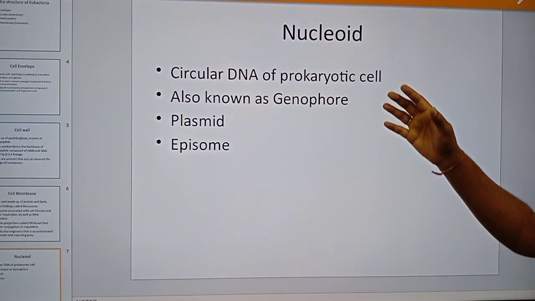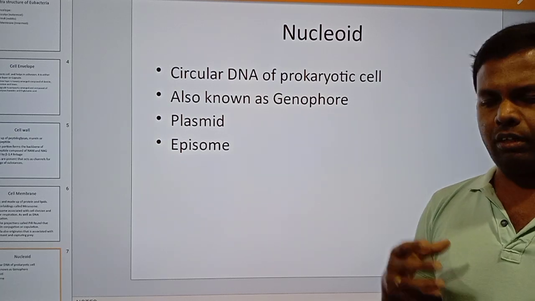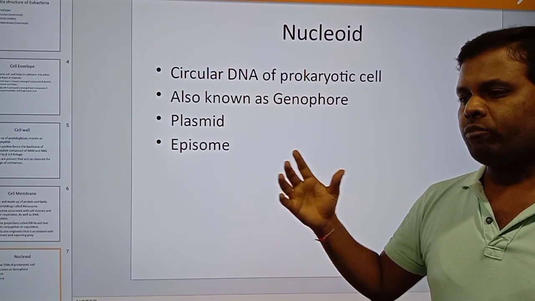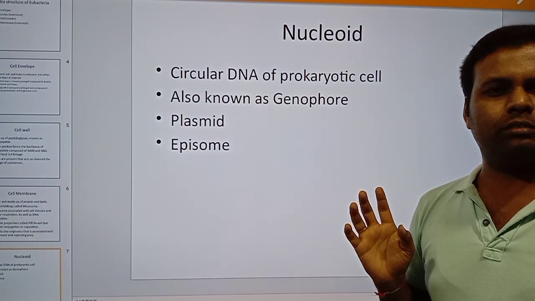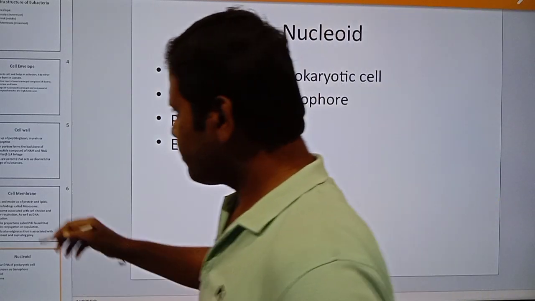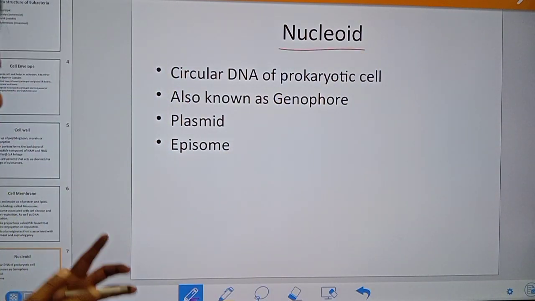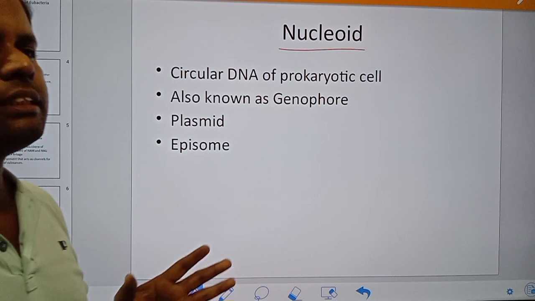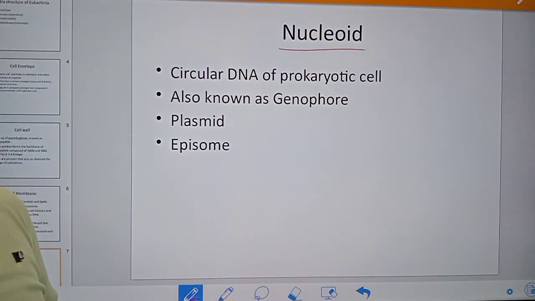As well as, it also contains the nucleic acids, that is the genetic material representing the nucleus, as well as some cell organelles like ribosomes. So here instead of writing nucleus, we have written nucleoid, which is present in the cytoplasm. What is this nucleoid? That is the circular DNA of this prokaryotic cell.